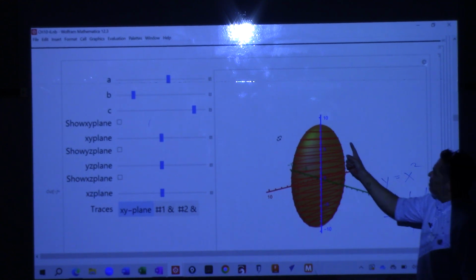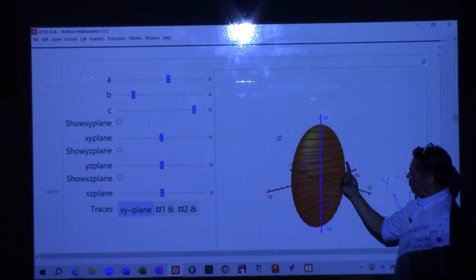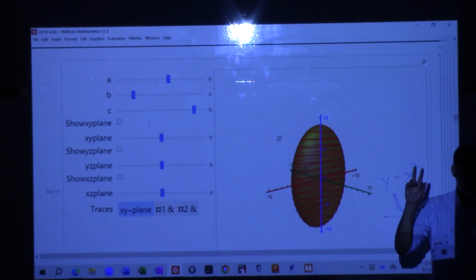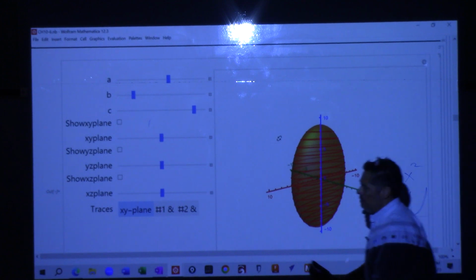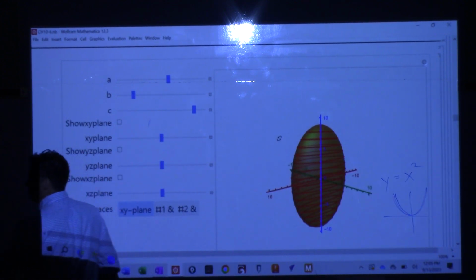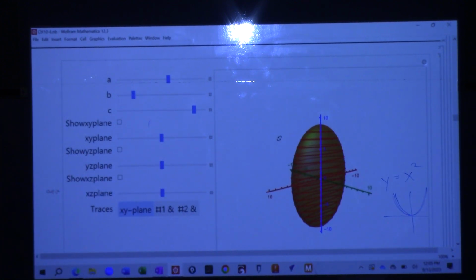Now, see these red things? Those are what we call traces, right? Before computers were around, to draw these, people took the equation and then they would fix one of the variables. So, for example, if I use the equation, I'm going to go off the board. I hope that's all right.